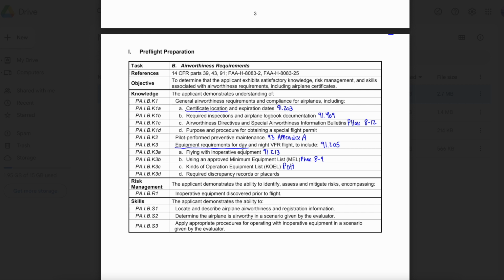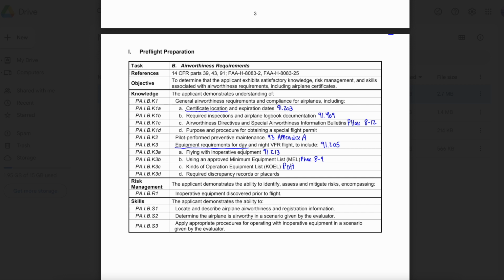Your 100-hour inspection if used for hire or flight instruction. Your altimeter, altitude reporting equipment, and static pressure systems tested and inspected every 24 calendar months. This will also be in 91.411. Your transponder tests and inspections every 24 calendar months, 14 CFR 91.413. And your ELT's operation and battery condition inspected every 12 calendar months. This will be in 14 CFR 91.207.